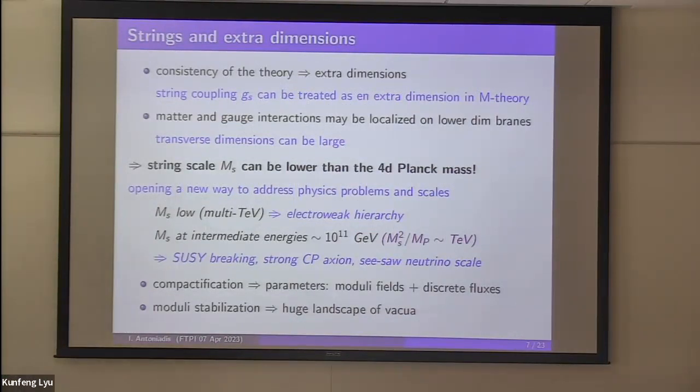Then on the theory, there is a consistent theory of quantum gravity, which is string theory. And I'm going to use two main ingredients from the theory, which are important for its consistency. The first ingredient is extra dimensions. Actually, the string coupling, which counts the perturbation theory, can also be treated as an extra dimension from higher, so from M theory.